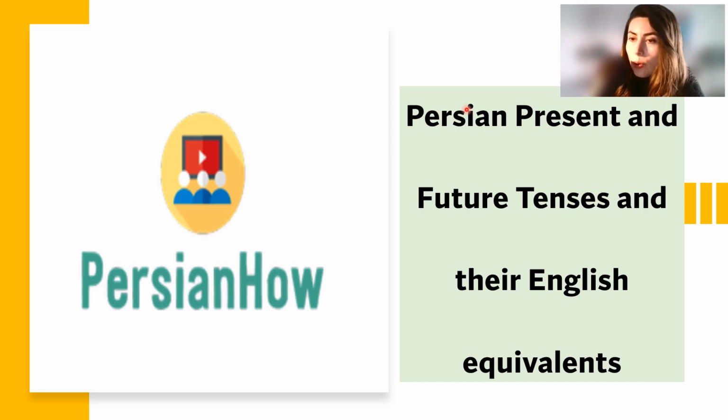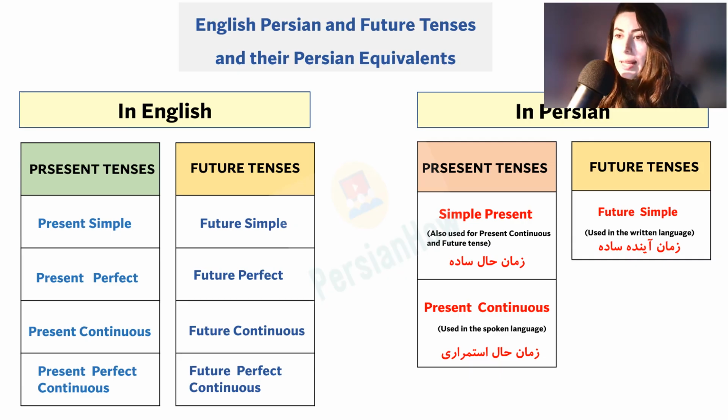Now we are going to go over the present and future tenses in Persian versus their English equivalents. If you don't like grammar and if you are not familiar with the English tenses, it's better that you skip the following part. But if you know the English tenses very well, if you're an English speaker and you love grammar like me, then I think this part will be helpful for you. Now let's do a comparison between the present tenses and future tenses in English versus Farsi.